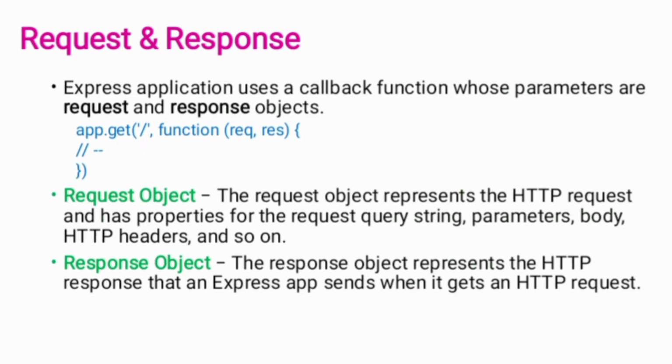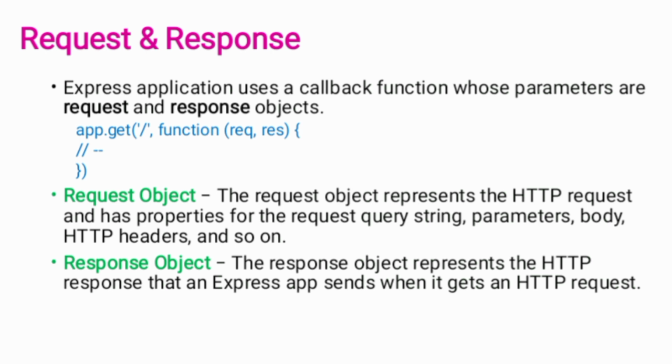Request and response. Express application uses a callback function whose parameters are request and response objects. The request object represents the HTTP request and has properties for the request query string, parameters, body, HTTP headers, and so on. Next, response object.